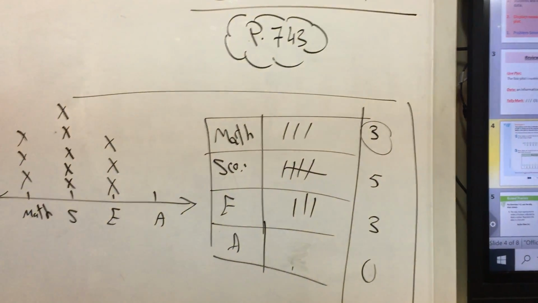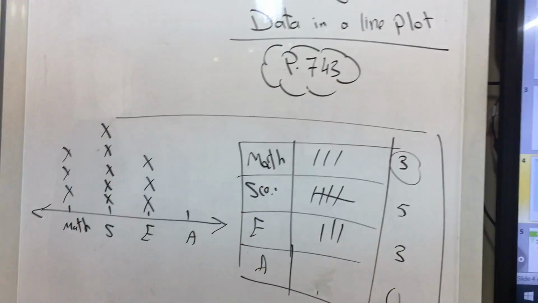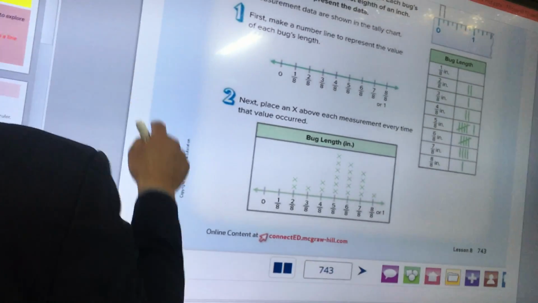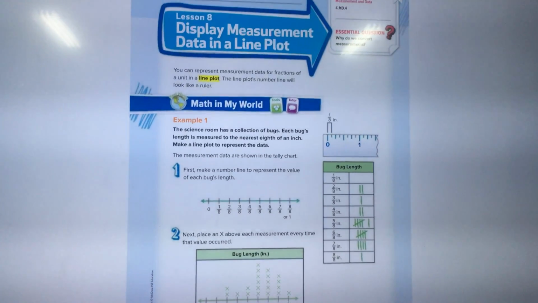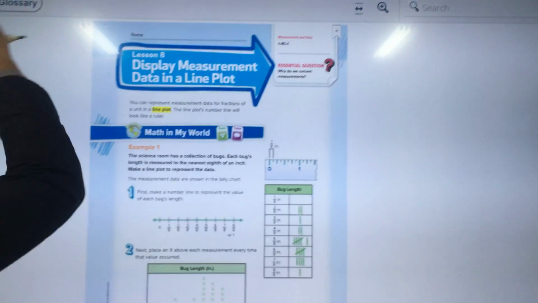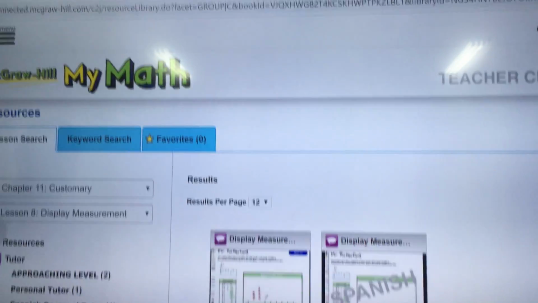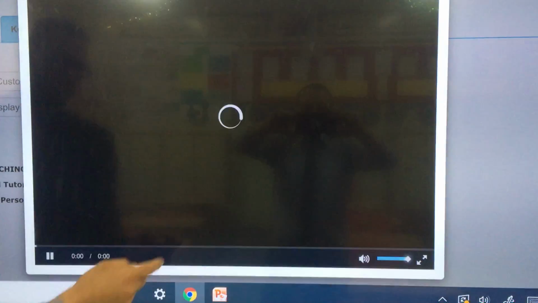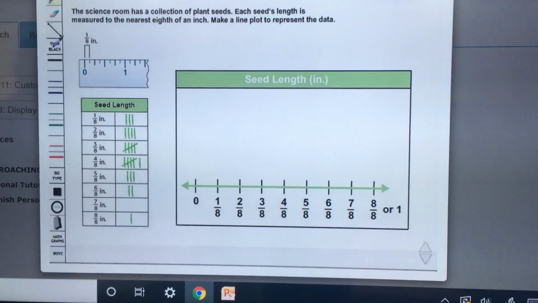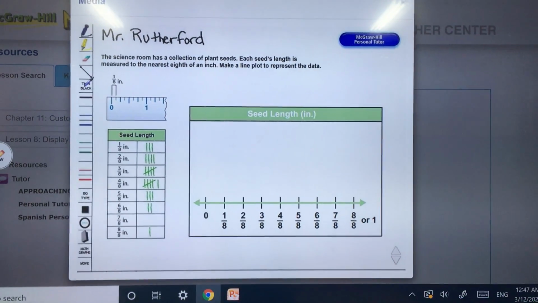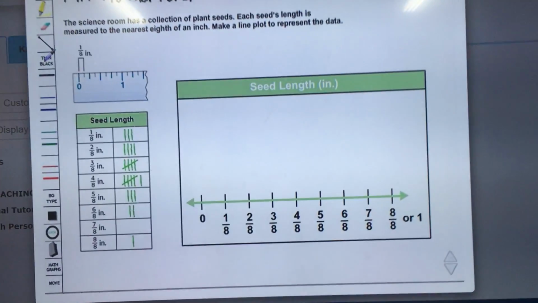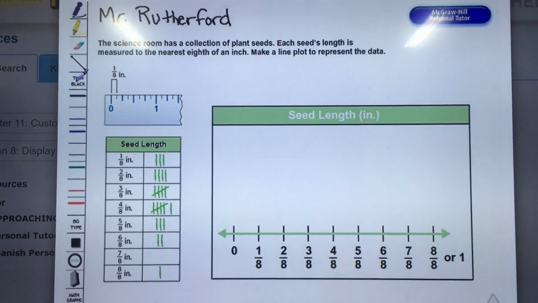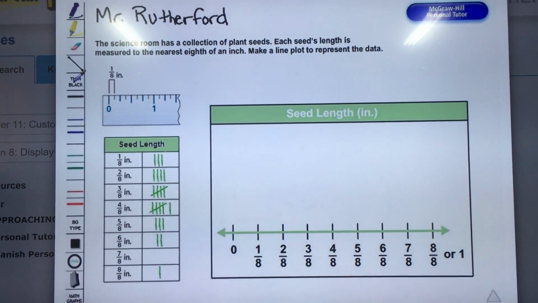Today we'll learn how to display measurement data in a line plot. Okay, here. As we see here, I will show you a short video for today. Hi, this is Mr. Rutherford. In this problem, we'll learn to display measurement data in a line plot. The science room has a collection of plant seeds. Each seed's length is measured to the nearest 1/8 of an inch. Make a line plot to represent the data.